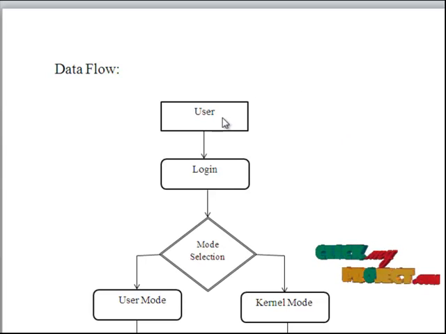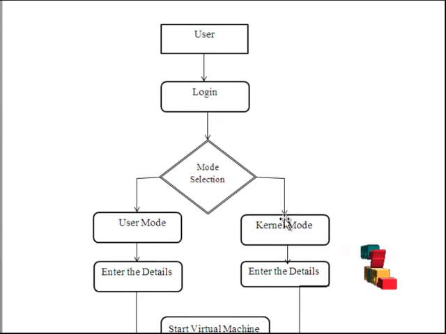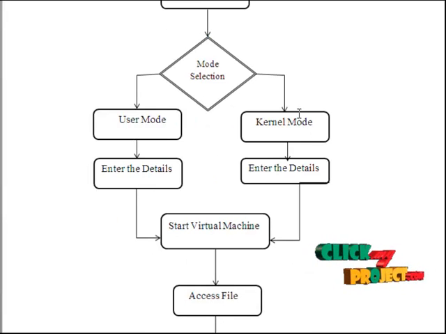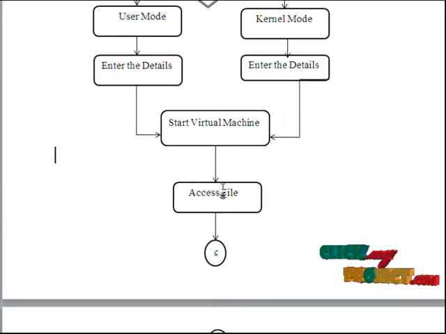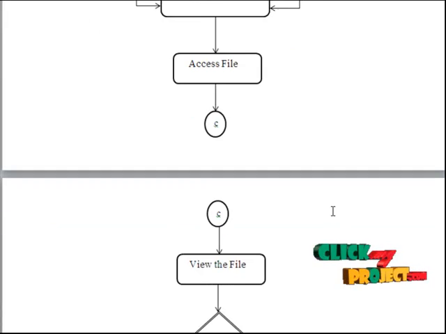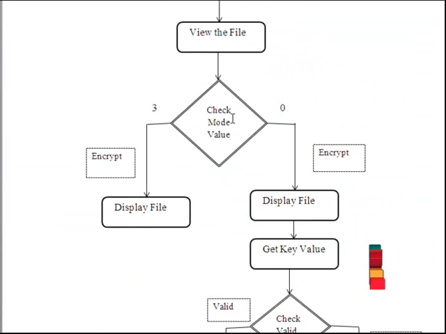In the data flow, the user logs into the application site. After that, they select the mode. In user mode, you just enter the details and start the virtual machine. In kernel mode, you also enter the details and start the virtual machine. After that, you access the file and then view the file. Here it checks the mode value. If it is 3, it displays the file in encrypted format. If it is 0, it displays the file in decrypted format.